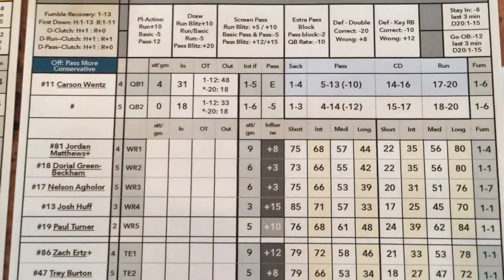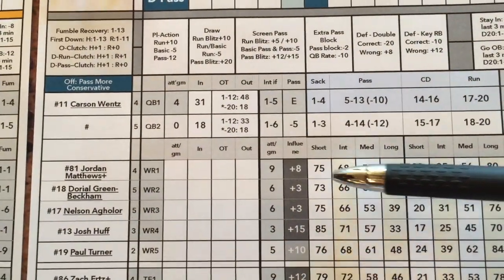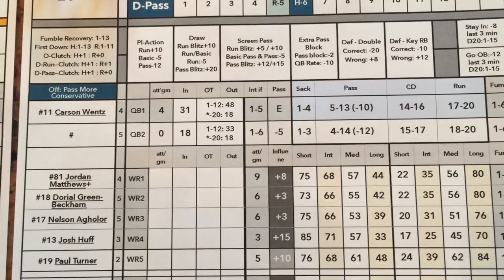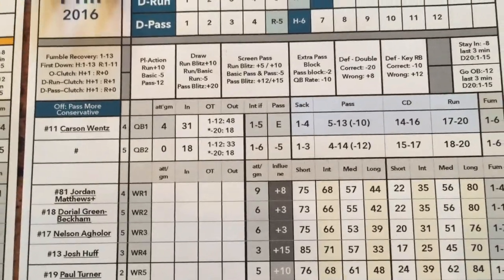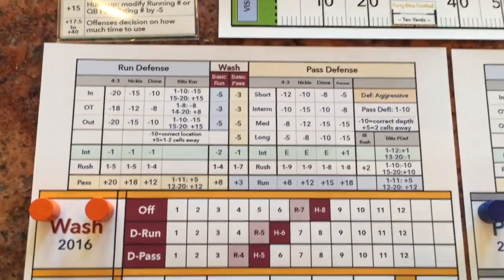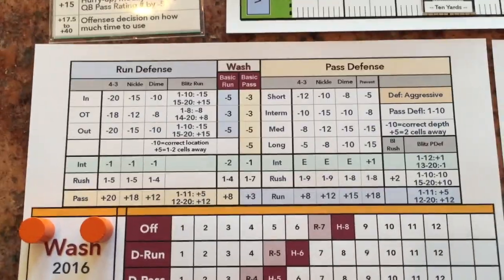Okay, if a receiver does have influence, you add this number right here. So it'd be 68 plus 8 would be 76. So Jordan Matthews' new quarterback rating number would be 76. But then you also modify it based on the defense, and just like the running play, there's always a number that's going to come off the pass defense.